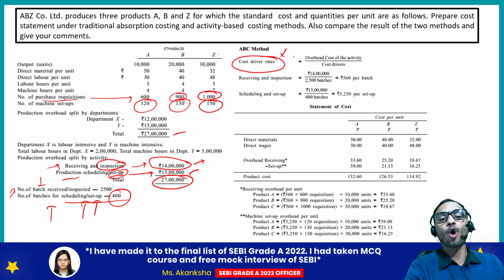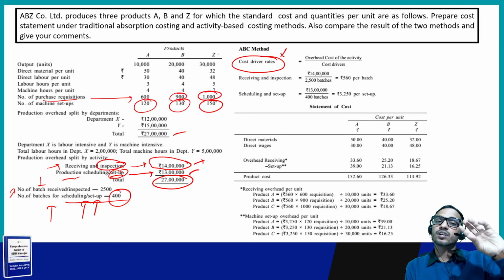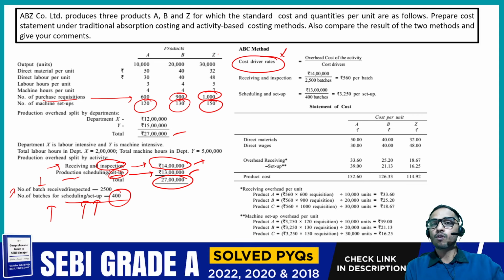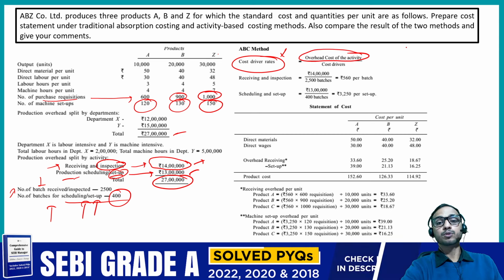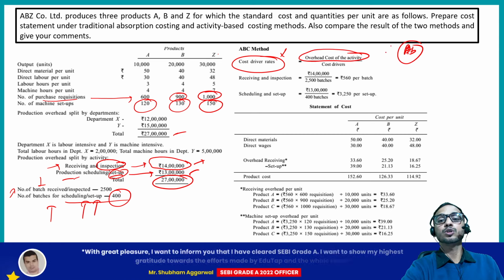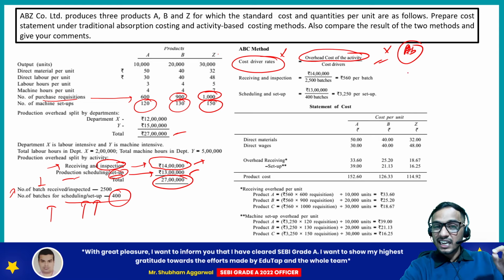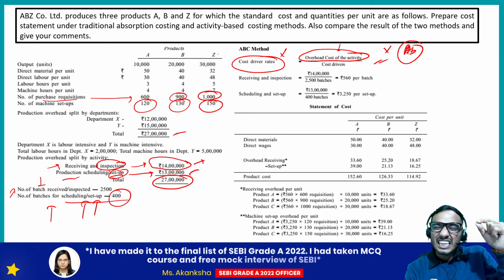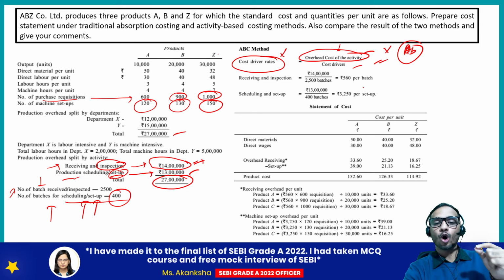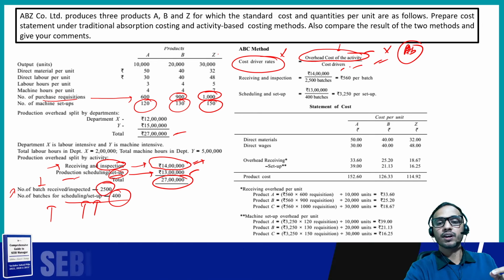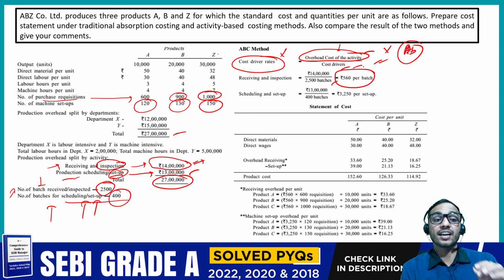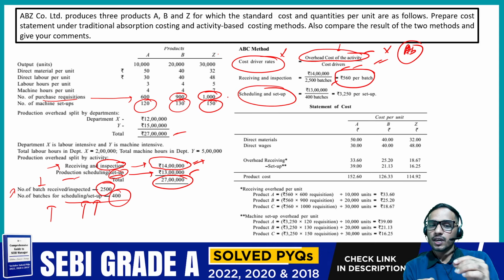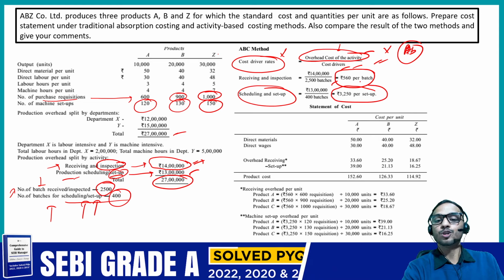So we have to find out the cost driver rate. We are finding the driver rate based on the activity involved, or the reason behind those costs. In absorption costing, we were not using activity. In activity based costing, we are going to use the activity cost. So the activity cost is 14 lakh, and the cost driver is 2500, so you divide by 2500. You will have a cost of rupees 560 per batch. Similarly for scheduling and setup, you will have a cost of 3250 per setup.